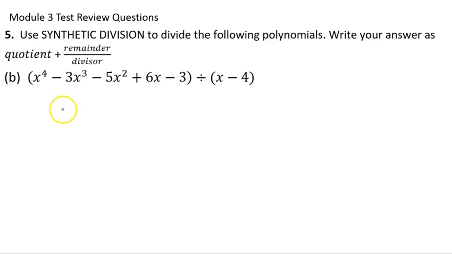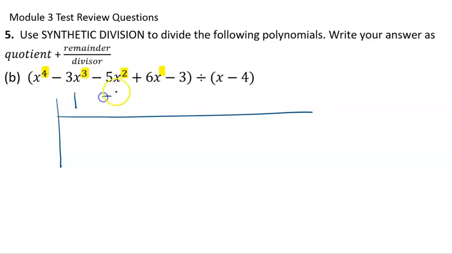Next synthetic division problem again. I got my bar. Okay. My coefficients go across the top. Notice, is everybody represented? I've got a 4, I got a 3, I got a 2, I got a 1, and I got a constant. Hey, I don't have to add any zeros to this one, okay? So I've got a 1 that represents my x to the fourth coefficient. Negative 3 is my x to the third. Negative 5 is my x squared. Positive 6 is my x, and negative 3 is my constant.